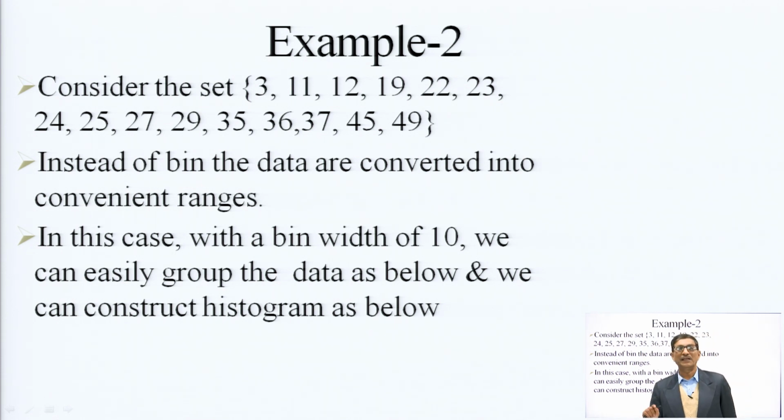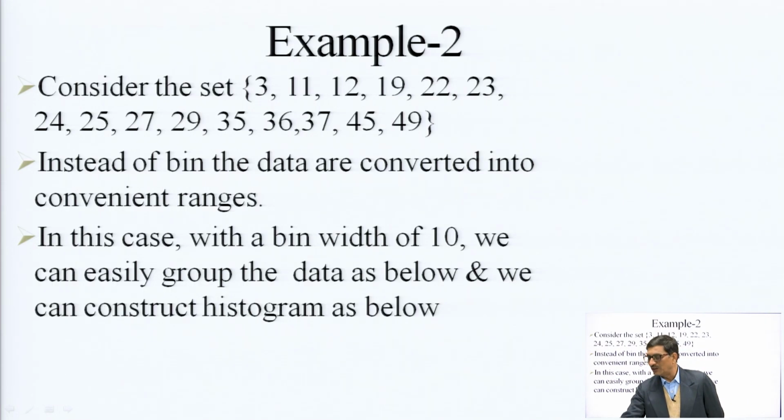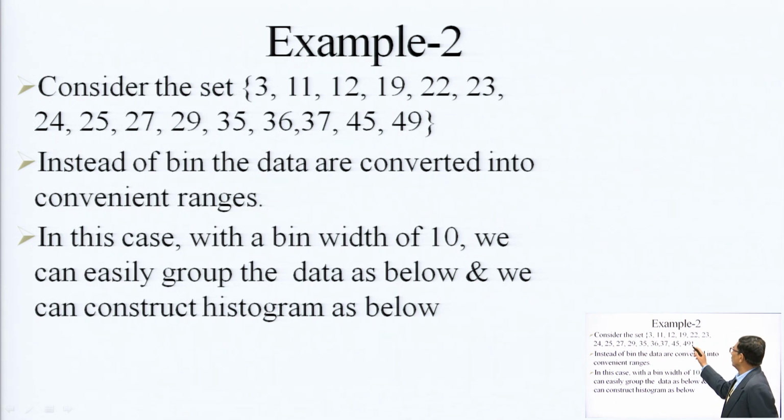So, how do we prepare a histogram? Instead of individual values, the data are converted into convenient ranges, in this case with a bin width of 10. We can easily group the data as below, and we can construct a histogram as below. So, first we arrange our data 0 to 10. If you see here, the maximum value is, I again tell you, 49, and the minimum value is 3.